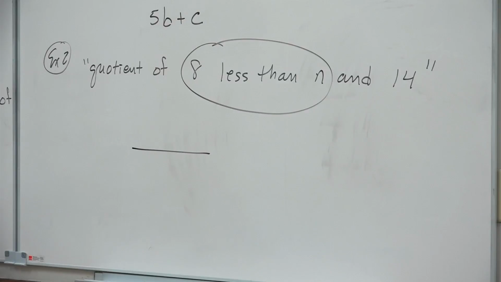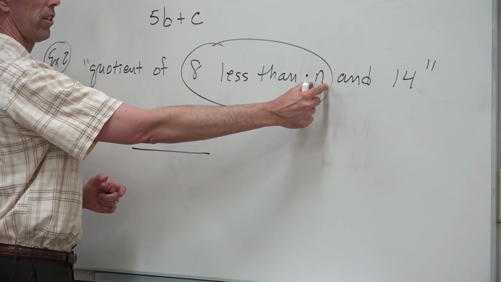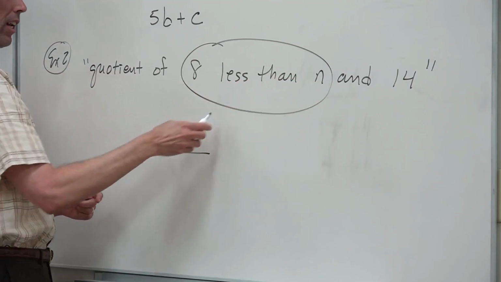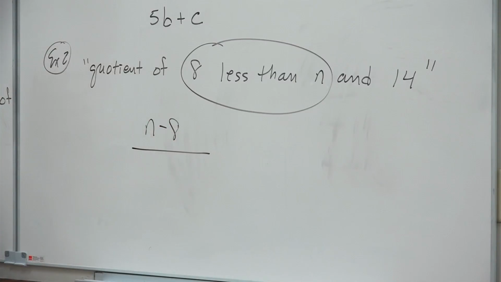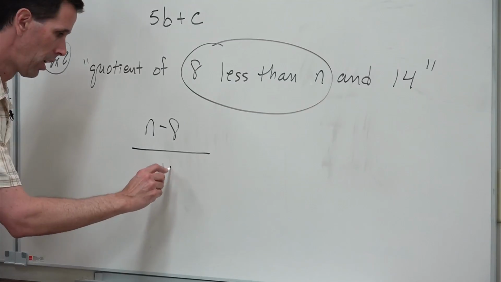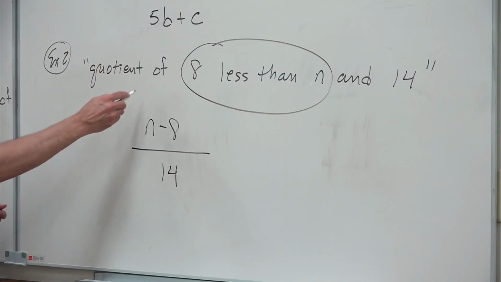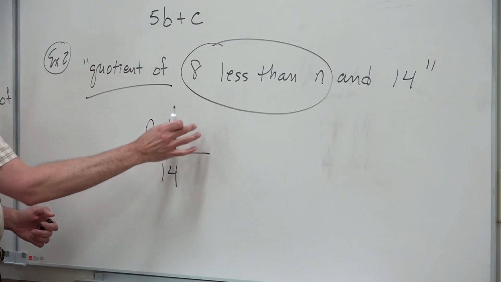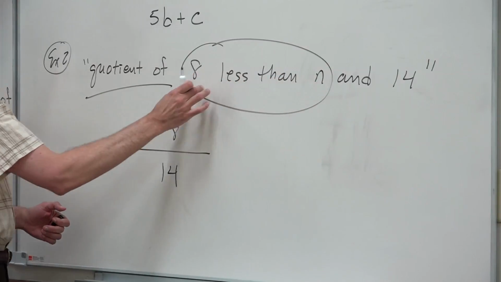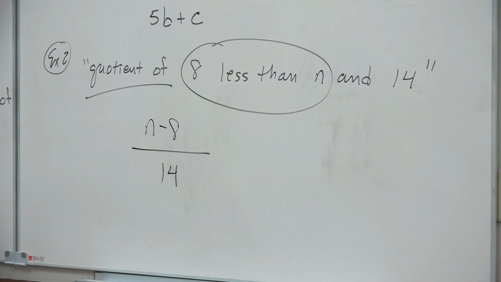That'll be our numerator, the term we're going to be dividing into. 8 less than n indicates subtraction. Remember, since it says less than, we want to start with our second term minus our first term. So 8 less than n will be written as n minus 8. And 14, the number 14, is just going to be down there. So you want to think again, quotient of was our big picture. Want to underline it or circle it. Got a division, 8 less than n, so we're going to start with n and subtract 8. And then 14 is just going to be your denominator. That's what you're dividing by.